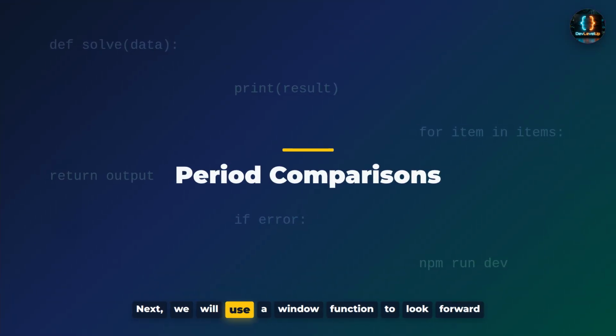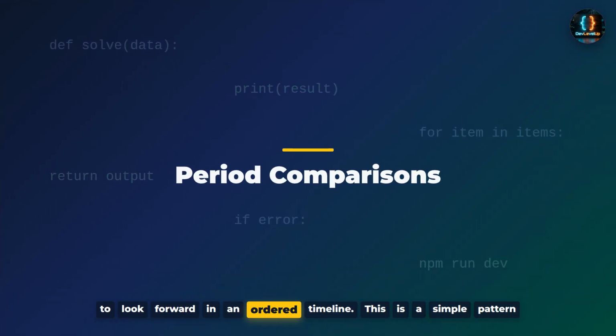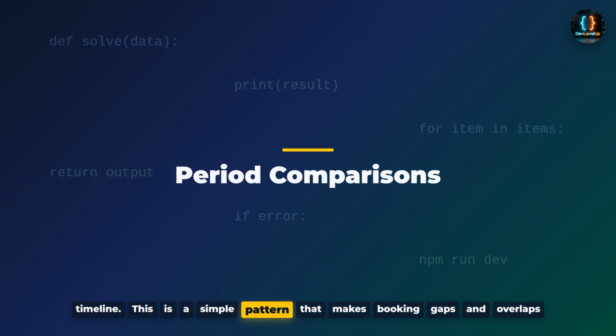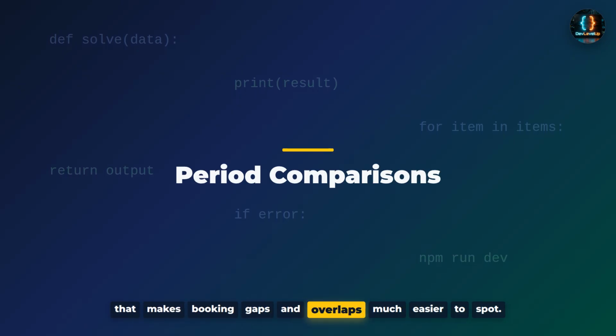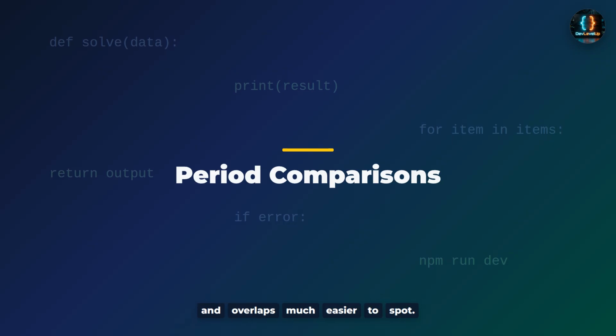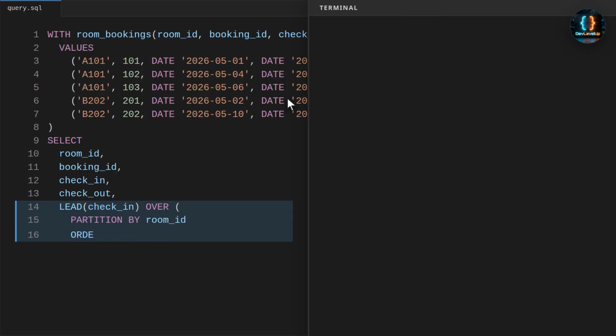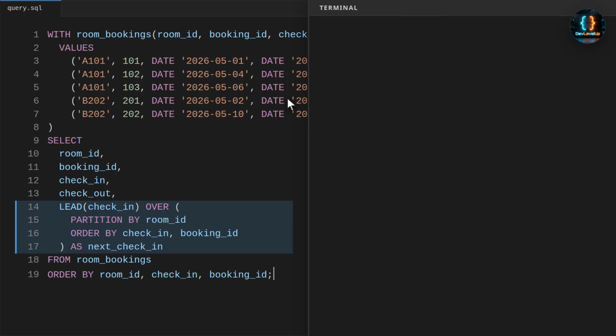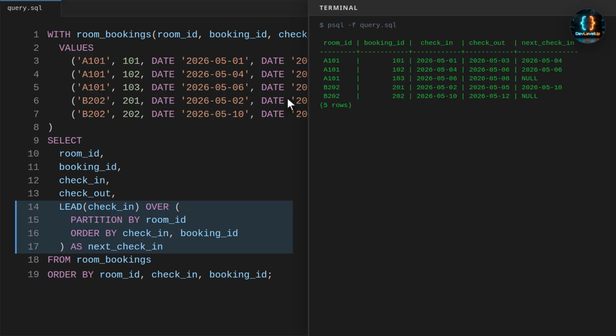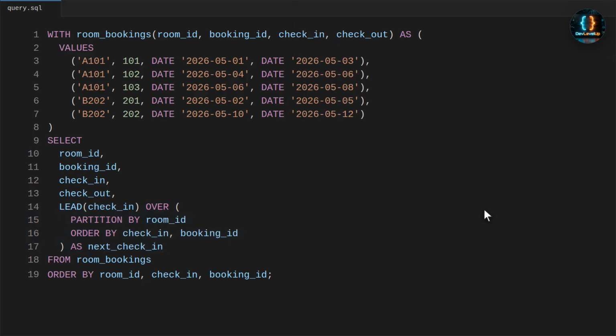Next, we will use a window function to look forward in an ordered timeline. This is a simple pattern that makes booking gaps and overlaps much easier to spot. A reservation system needs the next check-in date to reason about room capacity. We partition the rows by room, order each room's bookings by check-in and booking ID, then use LEAD to read the following check-in date. Now we run the query and inspect the booking timeline. Let's break down the output.